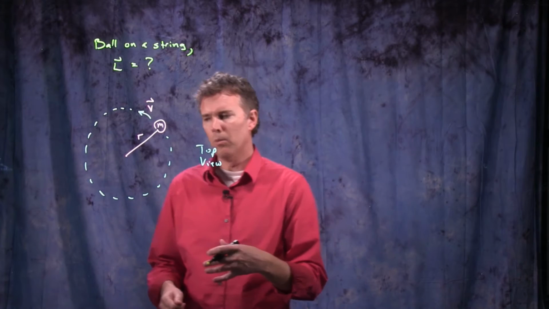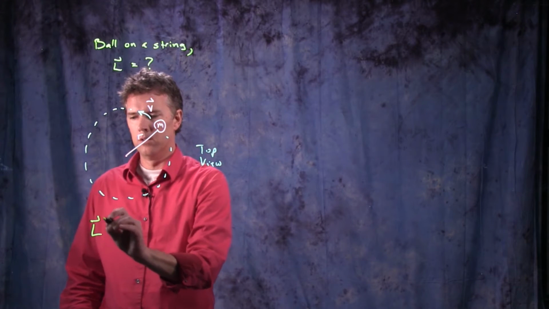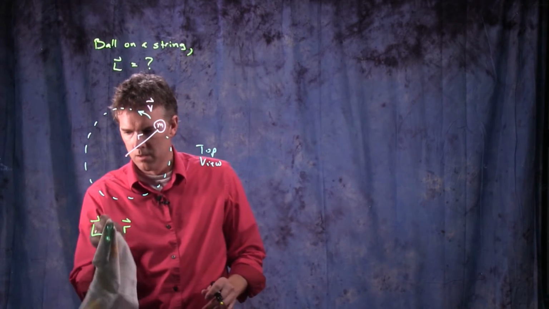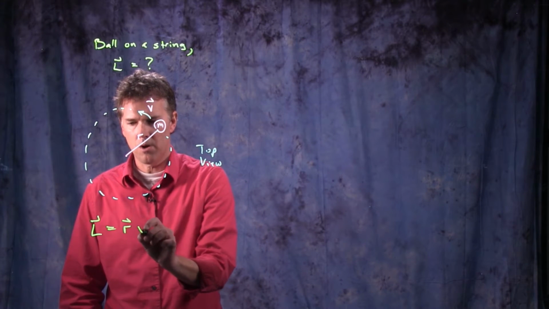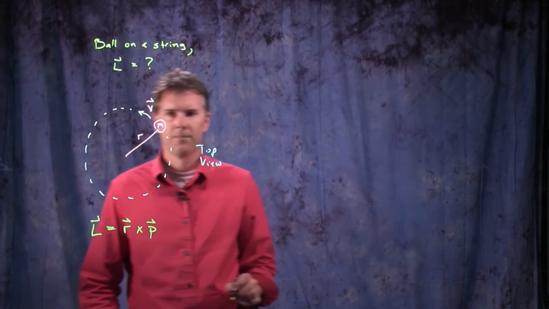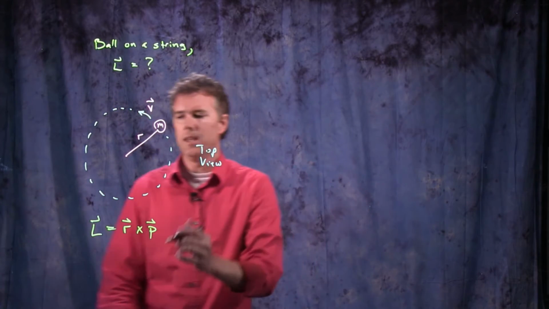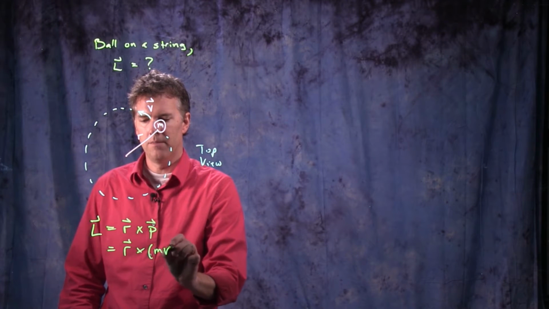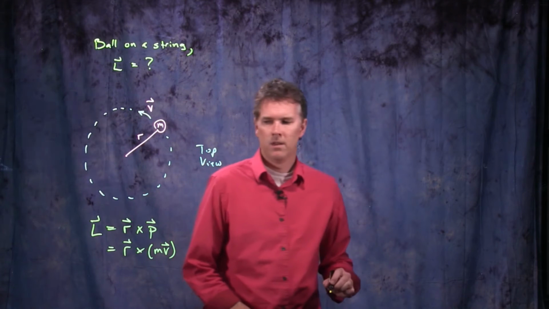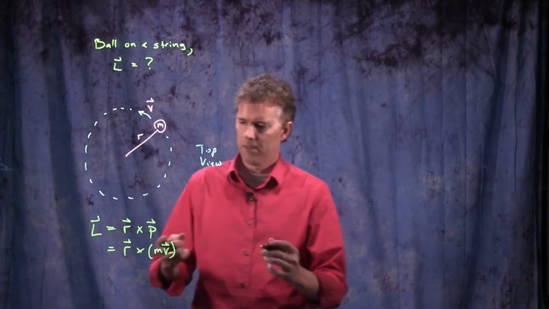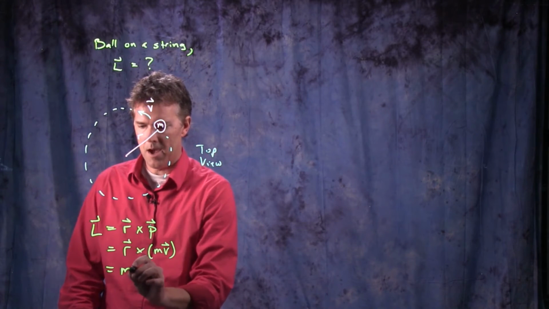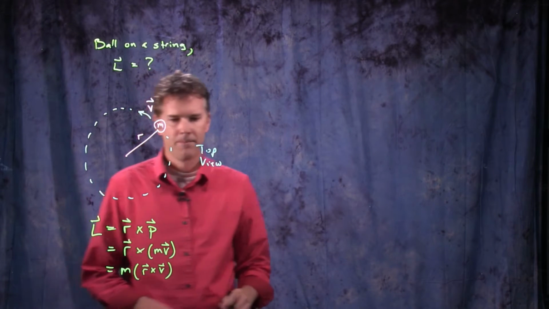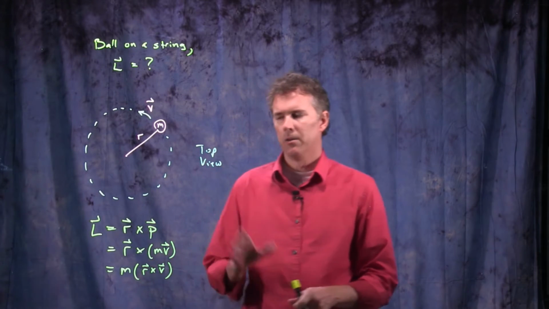What we said earlier was L was equal to r cross p. Okay, but we know exactly what p is. p is just mv. And since m is a constant, that can come right out in front, and we just get m times r cross v. Okay, that's what the angular momentum is.